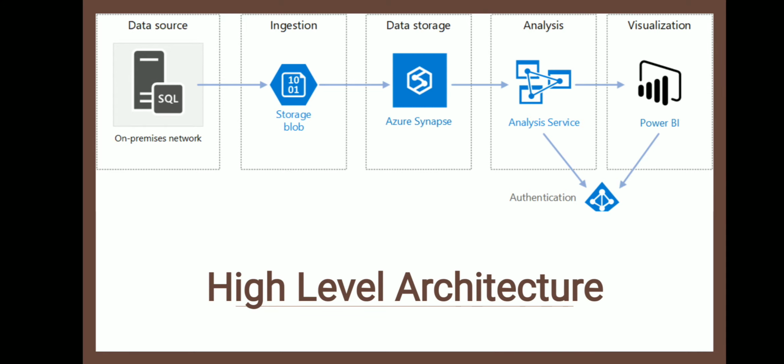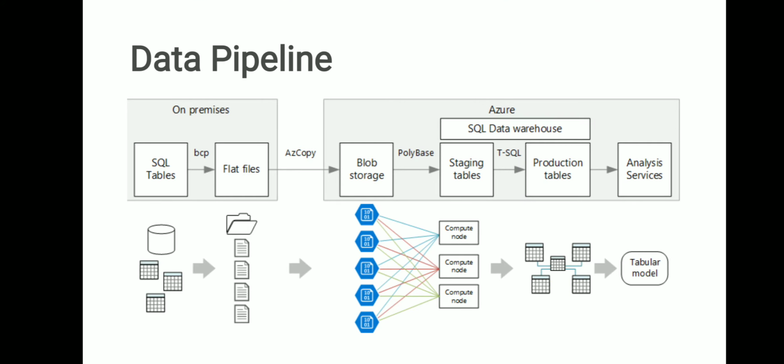So let's look at the data pipeline. This is a data pipeline which consists of 5 different steps. Step 1 is exporting the data from SQL Server to flat files using the BCP utility, then copying the flat files to Azure Blob Storage using AzCopy, then loading data into Azure Synapse using PolyBase, then transforming the data into a star schema using T-SQL, and then loading a semantic model into Analysis Services.